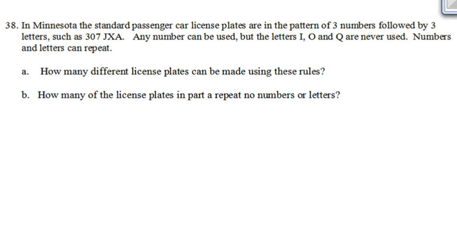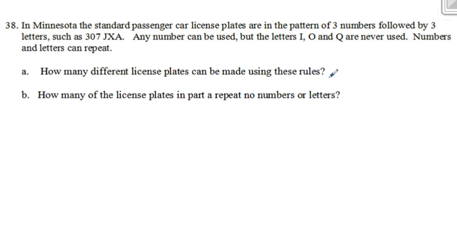In this video, we're going to go over problems that deal with the fundamental counting principle as well as permutations and combinations. So in this problem, we're talking about Minnesota passenger car license plates. We're told that the plates are in the pattern of 3 numbers followed by 3 letters, and we can use any number, but the letters I, O, and Q are never used. And in our first case, numbers and letters can repeat.